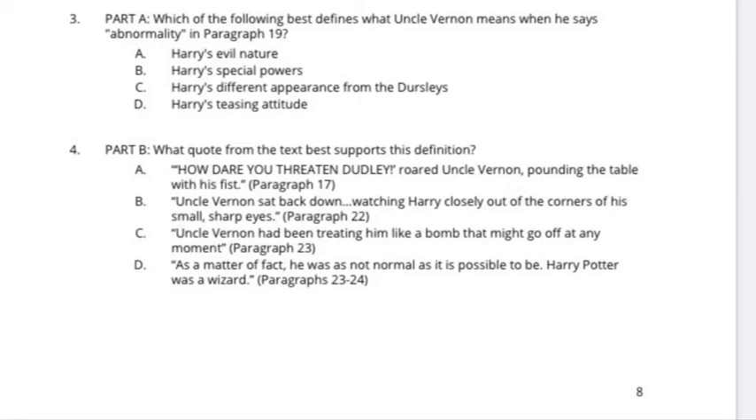Then you look at part B, and number 4, part B says, what quote from the text best supports this definition? So again, you need to look for a quote of something that happened, something that was said in the story that explains why Uncle Vernon thinks that Harry is not normal. Look for a quote that proves the answer that you had for question number 3.